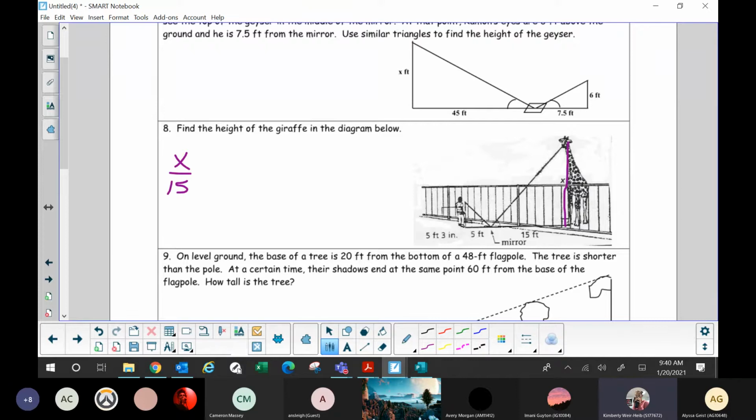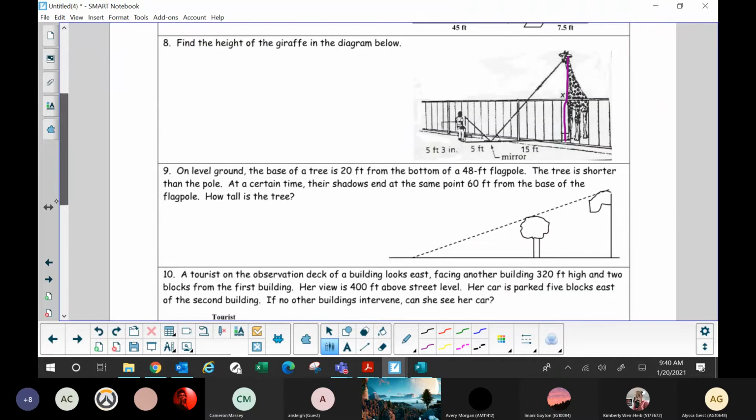Wait, were we supposed to do number 8? Did the direction say not to? It said odds, I thought. Yeah, I said odds, do the odds. Yes, oh, that's right, I did them all on accident. You didn't have to do this one. Okay, so why don't we go over number 9? And then if we have time at the end, we can go over this one.